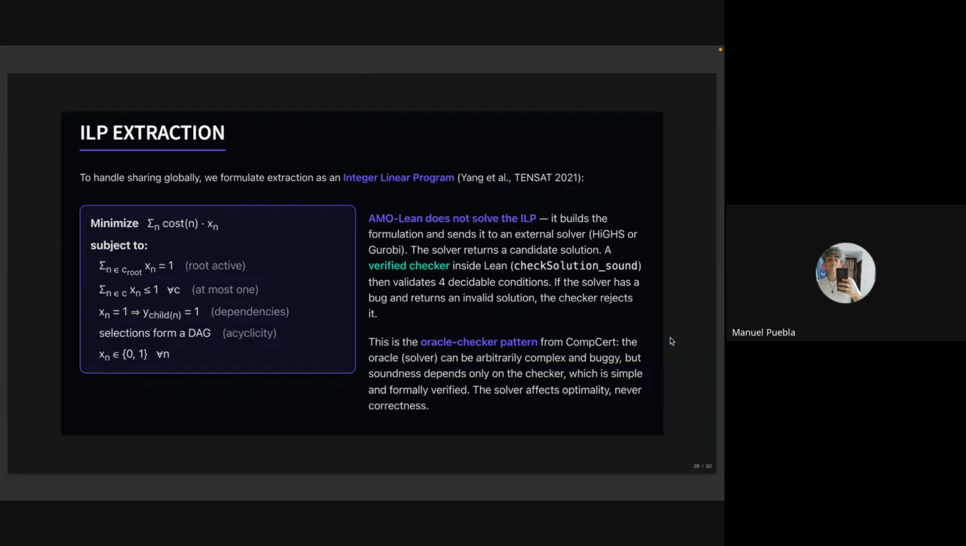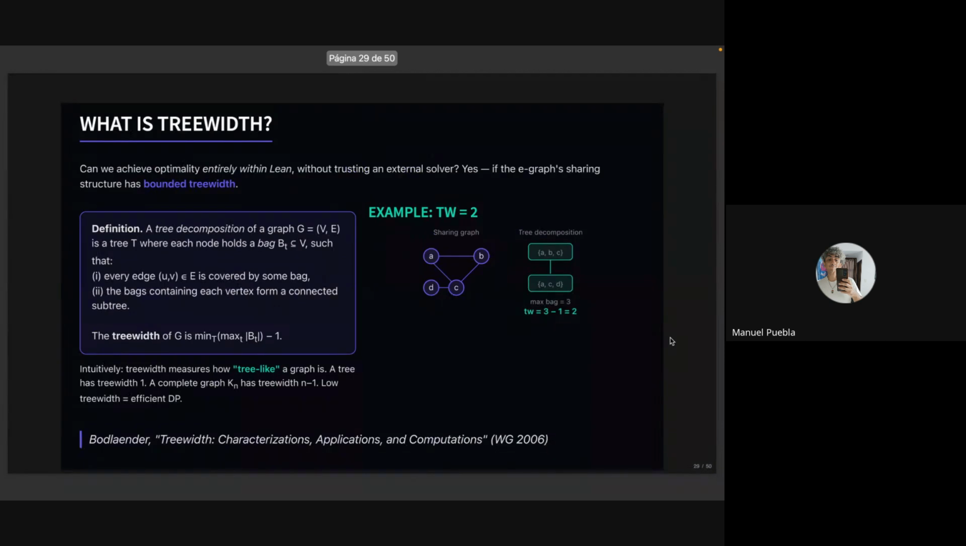This is another approach that we tried, but one of the really important things is that we are not going to be stuck with ILP. So we can achieve optimality within Lean without an external solver. And we need to have this notion of bounded tree width. I don't know how many of you come from graph theory. I am kind of a newbie to graph theory. I might have a different background, but it's a very nice idea.